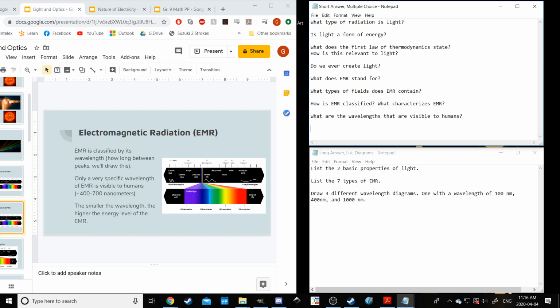The smaller the wavelength, the higher the energy level of the EMR. So how does the wavelength relate to the energy of the electromagnetic radiation? So the smaller the wavelength, the greater the energy, or the longer the wavelength, the lower the energy. Either of those is an acceptable answer to that.